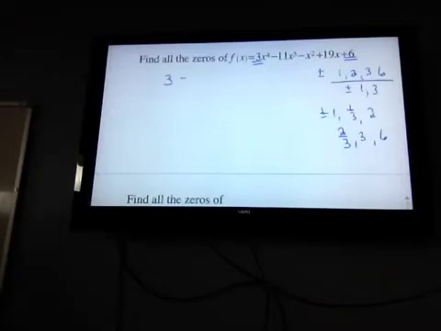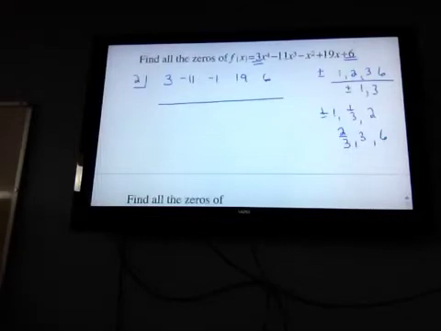3, negative 11, negative 1, 19, positive 6, 4, 3, 2, 1, 9. And what do you want me to try? 2. Okay. All right, so my first number comes down, and then I multiply, and I add. And I multiply, and I add. And I multiply, and I add, and I multiply, and I add.